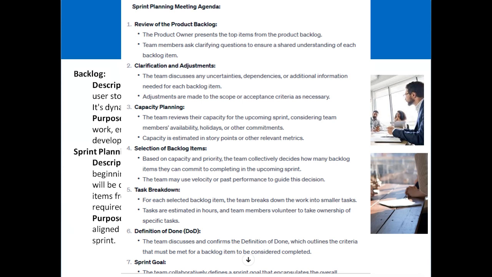For example, if there are 40 tasks in a backlog, in a sprint planning meeting we discuss that we take these 10 tasks which are the highest priority, and how we will deliver them to the customer. Sprint planning ensures that the team is aligned on goals and commitments for the upcoming sprint.